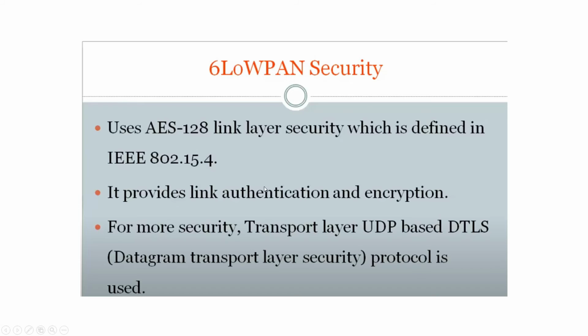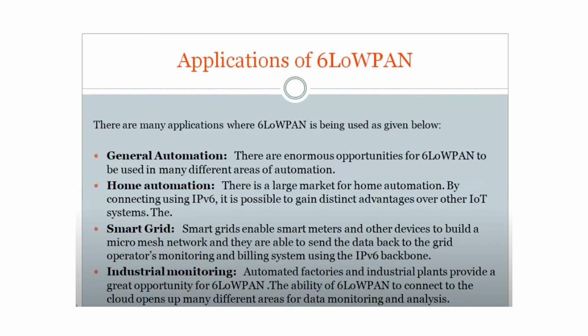Okay, suppose if I need to add more security, in that case I can go for DTLS. What is DTLS? Datagram Transport Layer Security. We all know that in case of the transport layer, we have a reliable protocol with TCP. Okay, so if I go with DTLS, it provides additional security. Again, the use cases we discussed earlier: smart grid, home automation. So in all such applications, then industrial monitoring, remote monitoring, in all such cases we can go for 6LoWPAN.